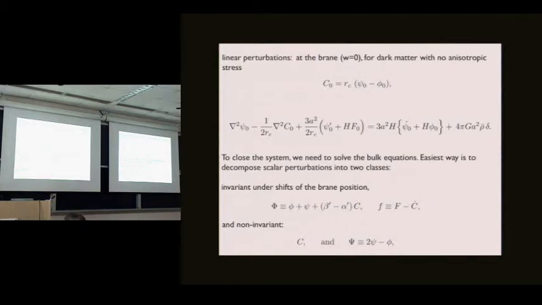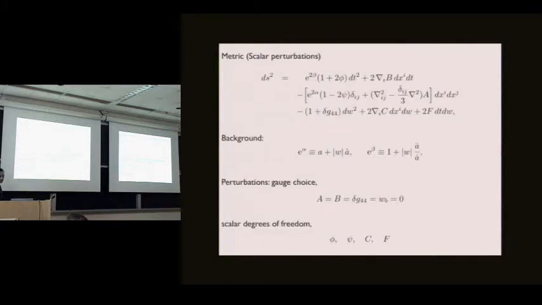C here is the time picture dimensions. Extra space. Always space. Yeah. So it's essentially, if you do ADM, it's like the shift vector. So it tells you how one hypersurface is shifted with respect to the other.